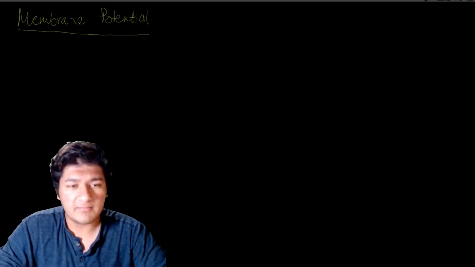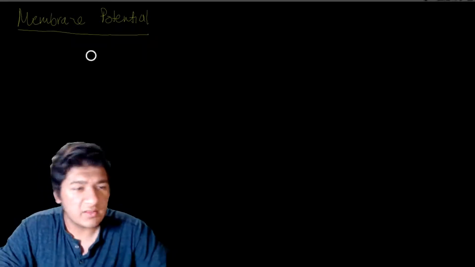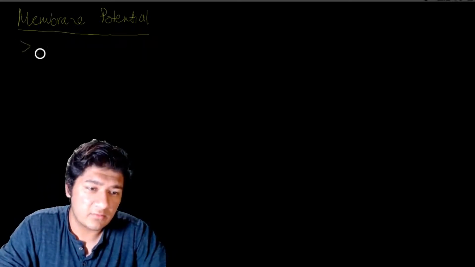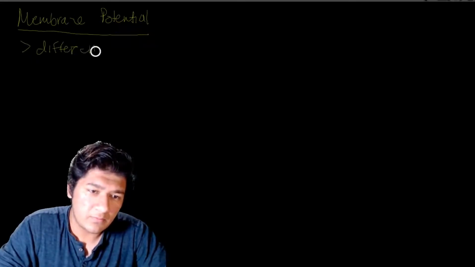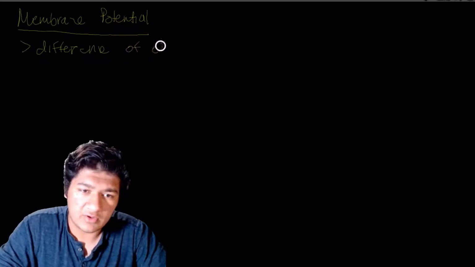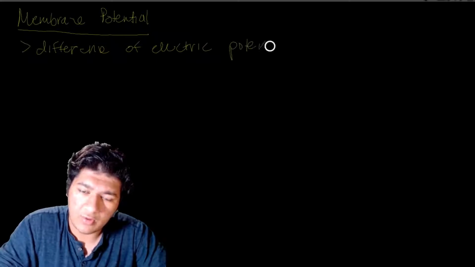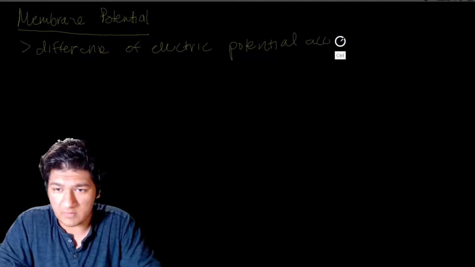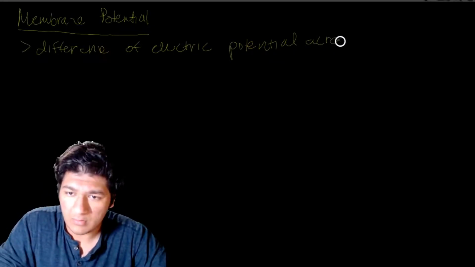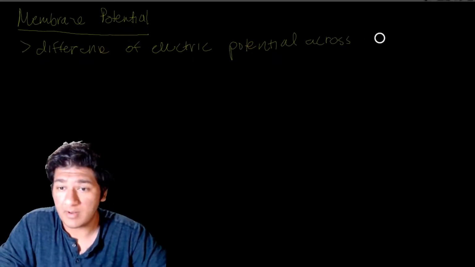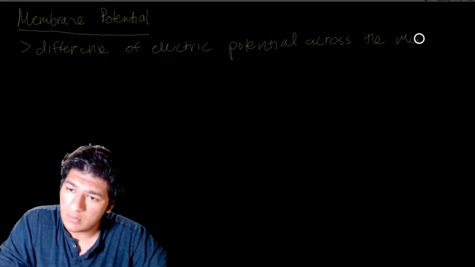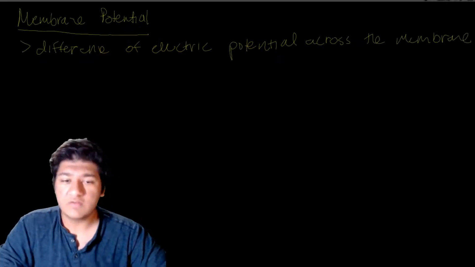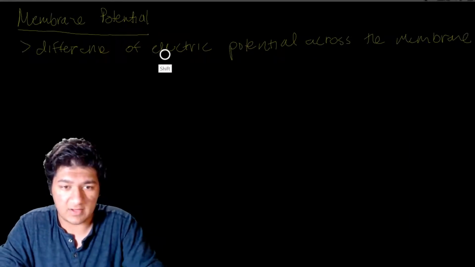So what is the membrane potential? Essentially, the membrane potential is the difference of electric potential across the membrane, obviously. So what I'm connecting this to is the electric potential.